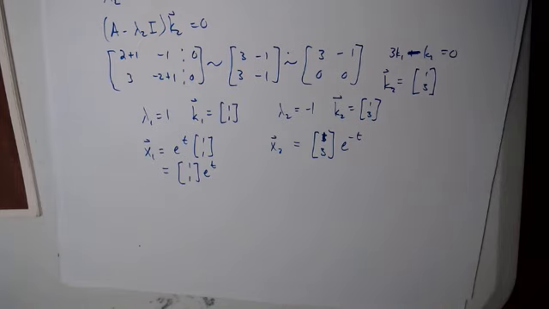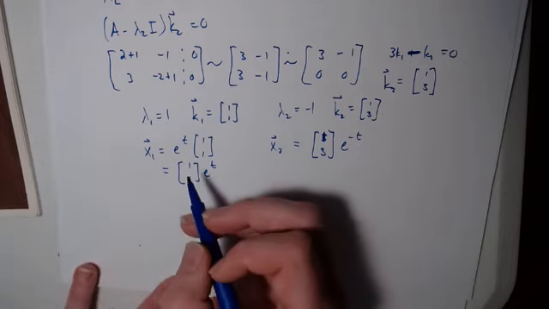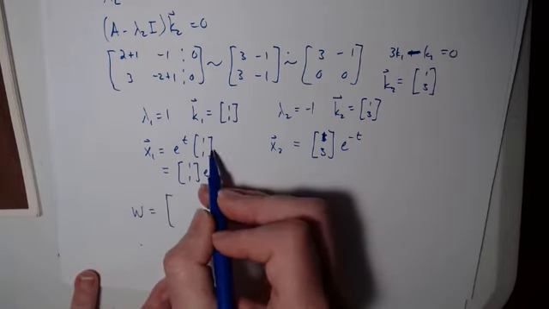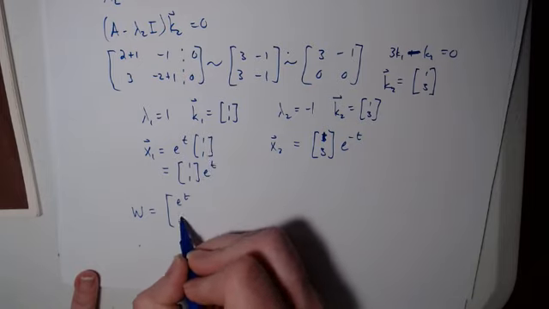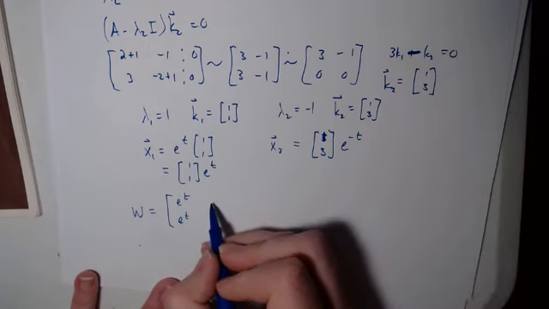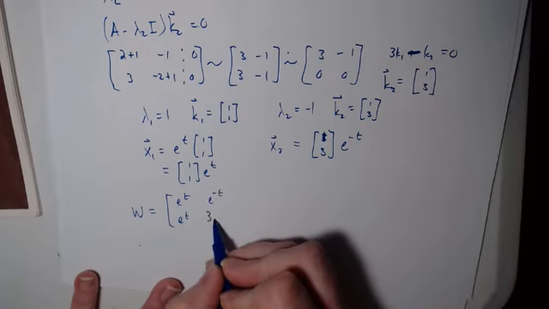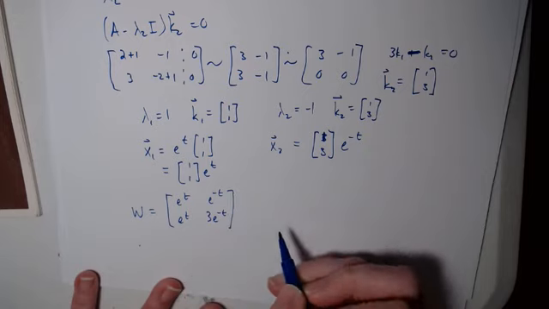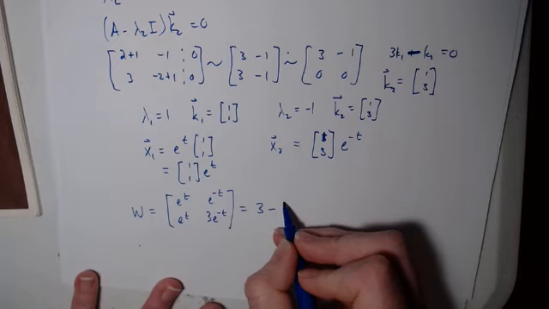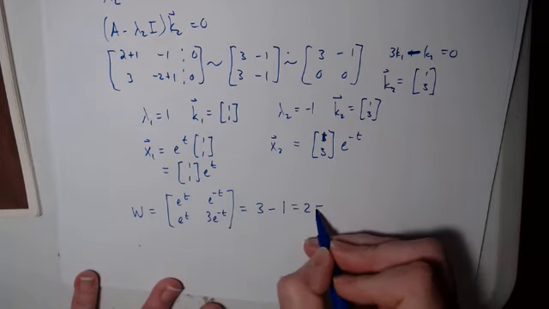Now, we could, without too much hassle, take a Wronskian here. I think, well, I guess we will. Let's go ahead and do that real quick. So W equals, from my x1, I get e to the t, I just multiply it out, and that's a column vector. And from my x2, I get e to the minus t and 3e to the minus t. And so this Wronskian is going to be 3 minus 1, which is 2, which is not 0.